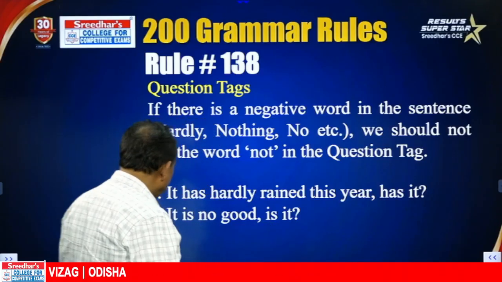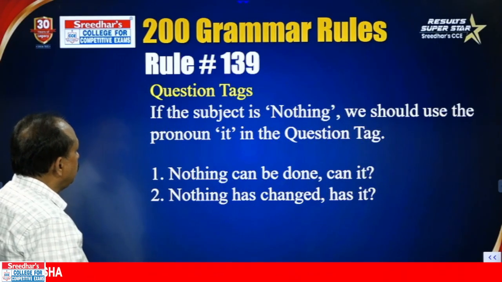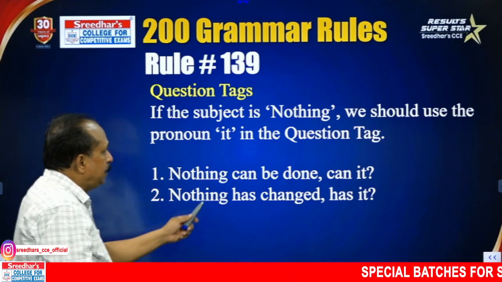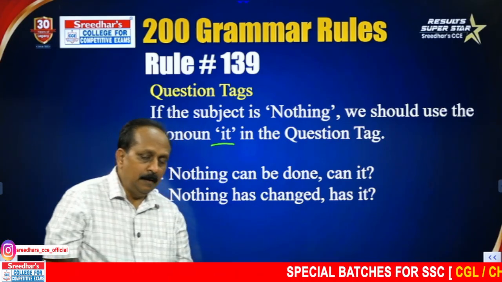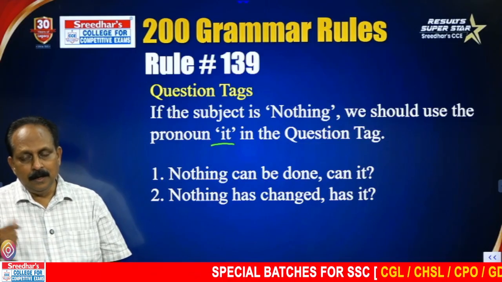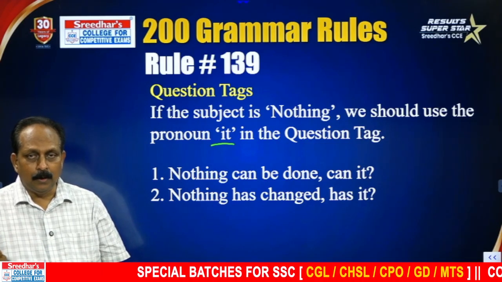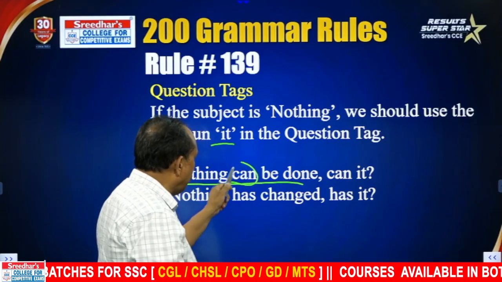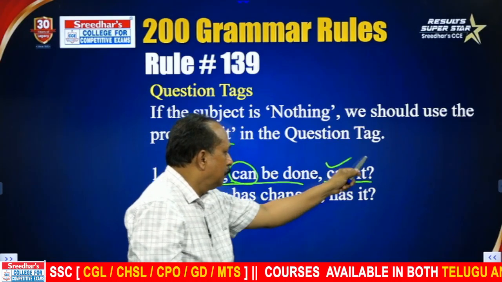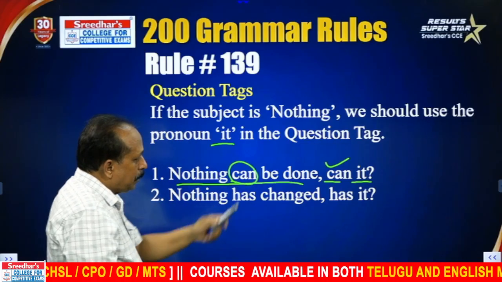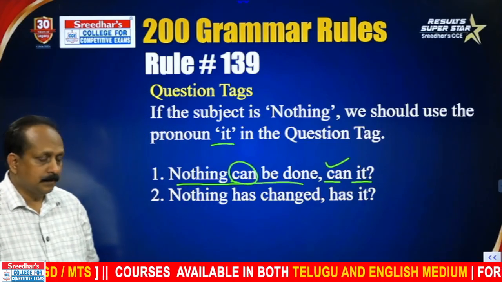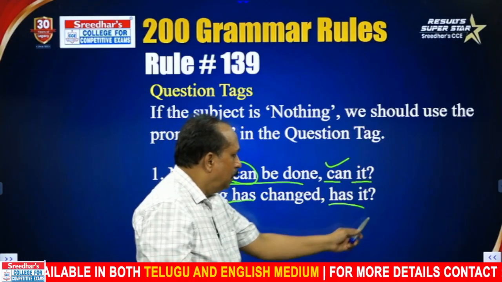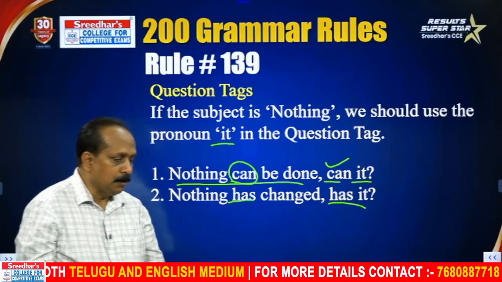An important rule. Rule number 139. If the subject is nothing, we should use the pronoun it in the question tag. Imagine the subject is nothing. In the question tag, we have to use the pronoun it. Nothing can be done. What is the helping verb? Can. Can it? And nothing is a negative word, so we cannot use the word not in the question tag. Nothing has changed. Has it? Because the subject is nothing, we have to use the pronoun it.